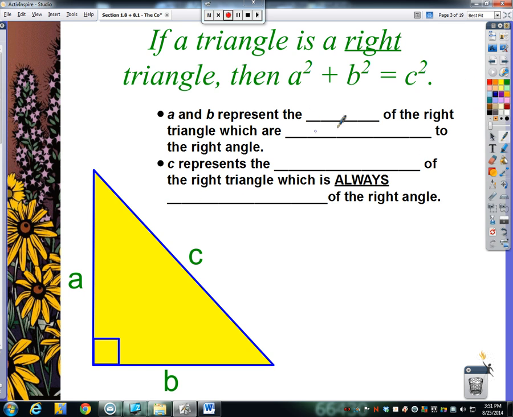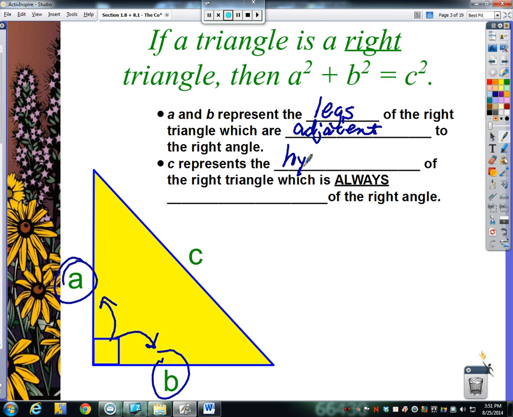So a and b represent the legs of the right triangle, which are adjacent to the right angle. Okay, so here's a and b, here's the right angle, and adjacent, remember, means they're just right next to, connected with. So a and b are the two legs, and it doesn't matter which one's a and which one's b. You can mix them up. Truly doesn't matter. The c side is the hypotenuse.